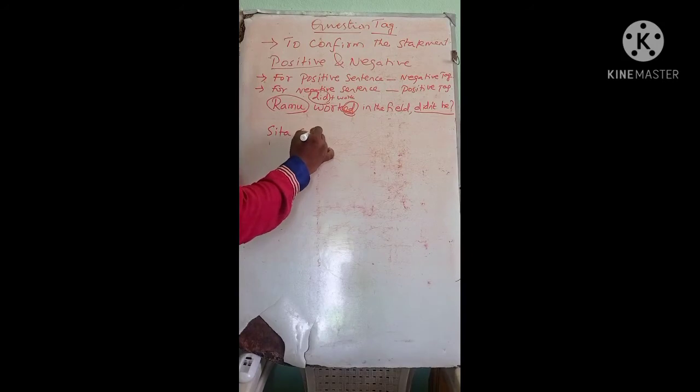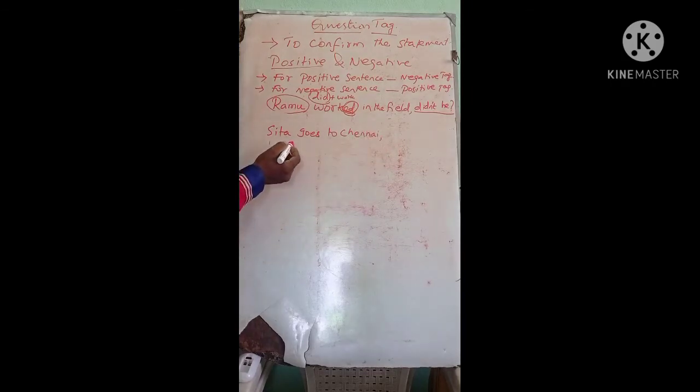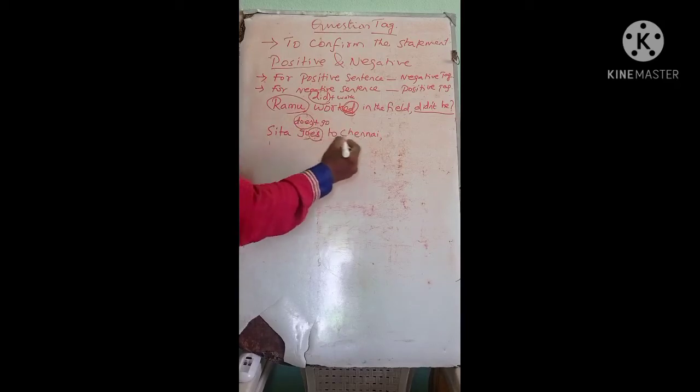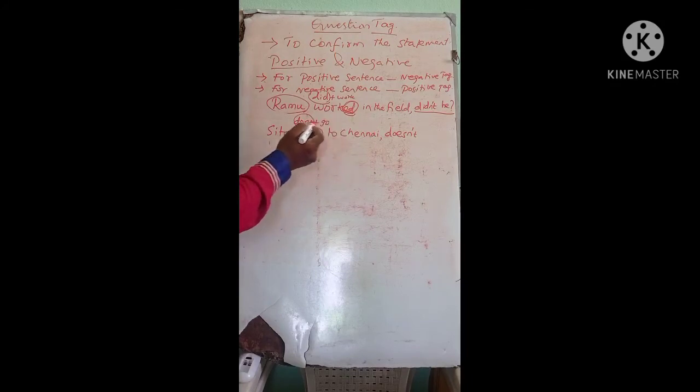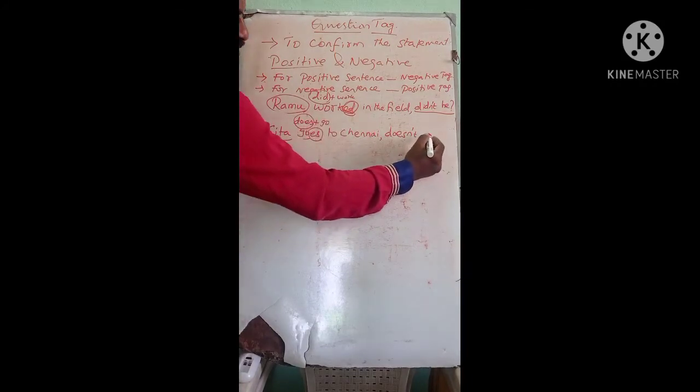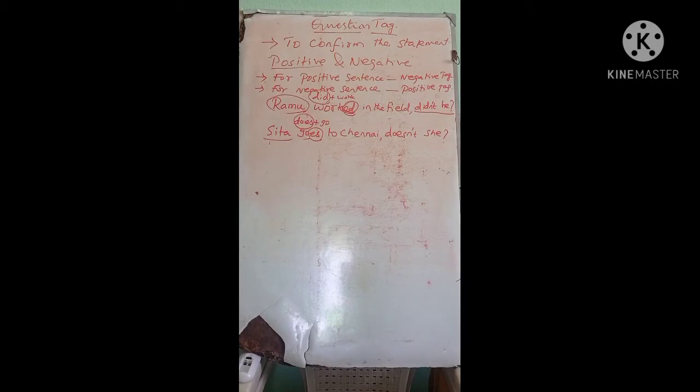Let me write another sentence. Sita goes to Chennai. See, in this sentence, Sita goes, this is a positive verb, so we have to write a negative tag. Goes, the verb with es, in the present tense. Already I told you, if the verb has s or es, we should use does plus the main verb. What's the main verb? Go. So we got the auxiliary. So does plus not, doesn't. And next we should write the pronoun. Sita is feminine, singular, so we should write she. Clear? Got it?